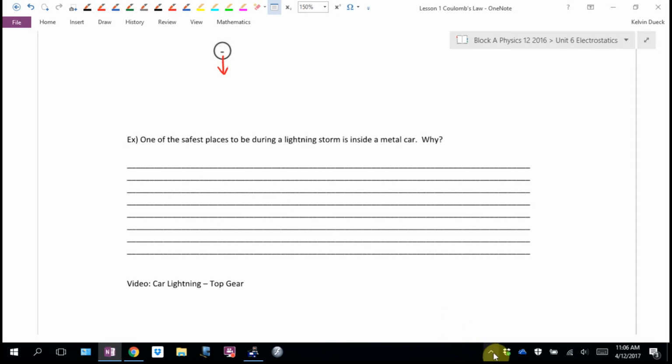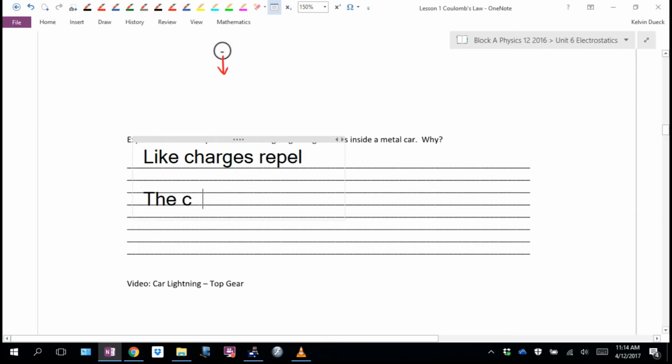Put your pencils down, look up. Why? Fill in the word, Drake. Repel. If you want to sound really science-y, the car acts like a Faraday cage. We'll be talking about Faraday cages because they're pretty cool. I'll show you some other examples of wearable Faraday cages.